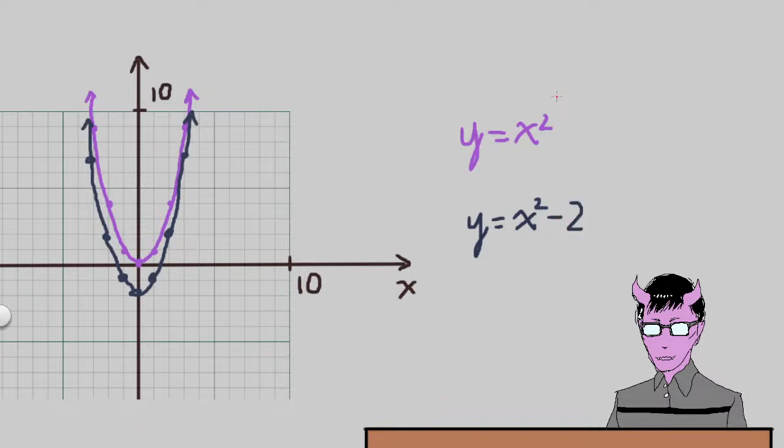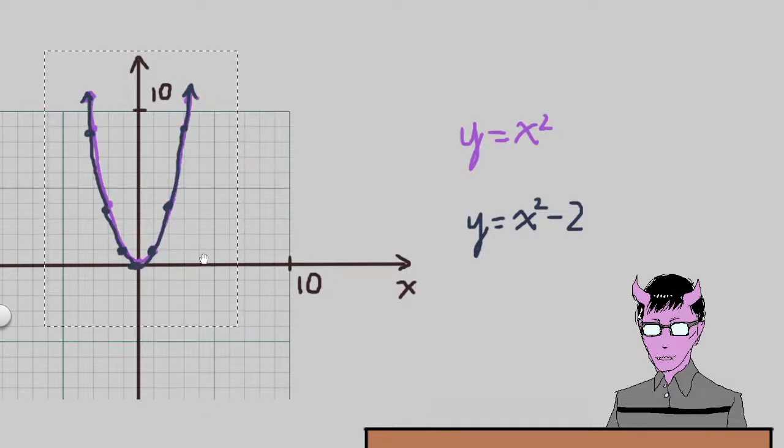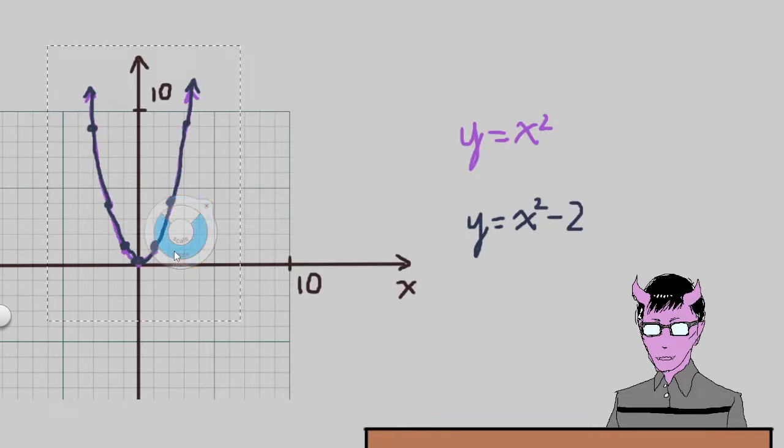Alright. So, not too bad. Let me take this and set it back to the parent function position. It's going to be right there.